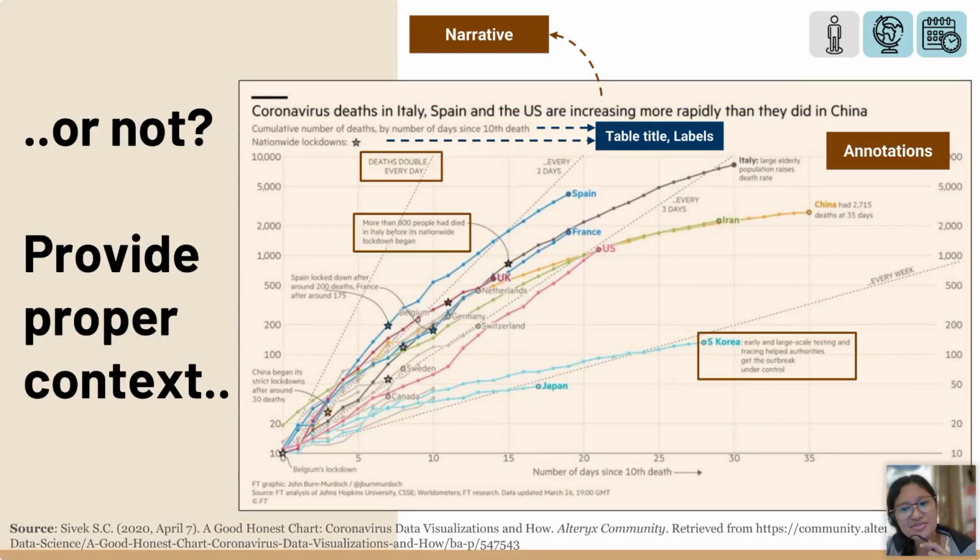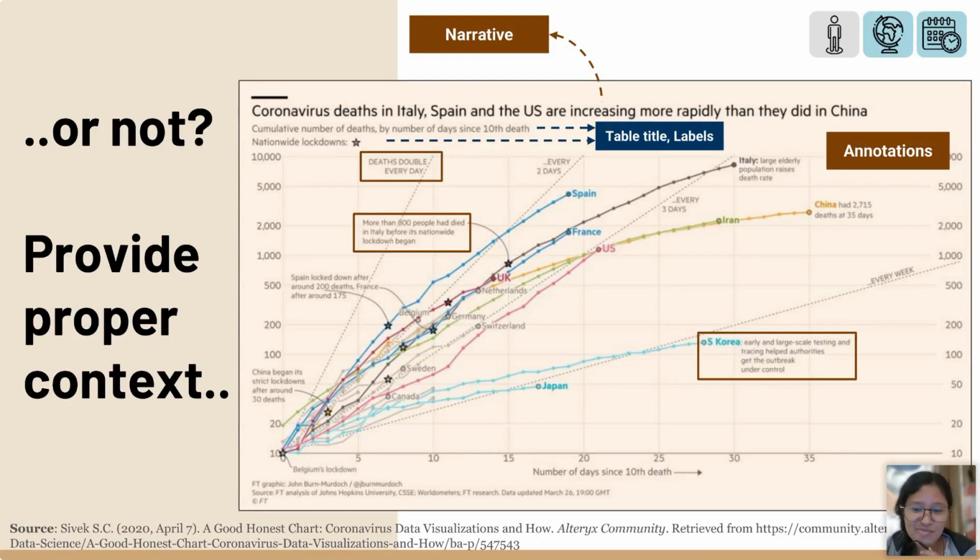But for instances wherein the message that we want to convey is equally complicated, we won't be able to fully simplify our visualization. So in this case, we need different helpers to provide proper context. So let's examine this sample visualization. At first glance, I'd say that there are many things going on.